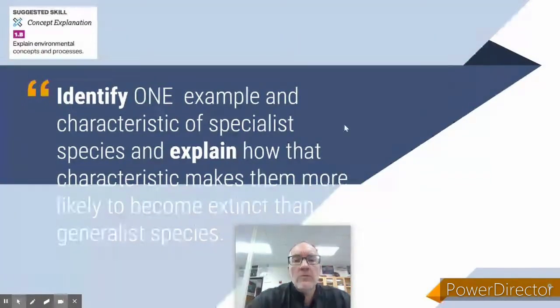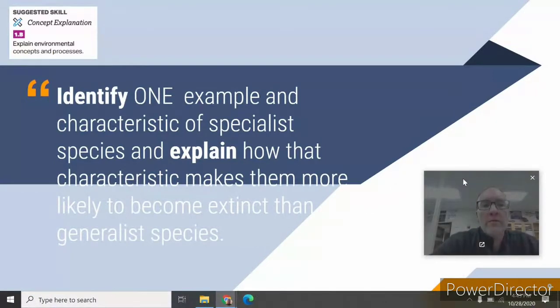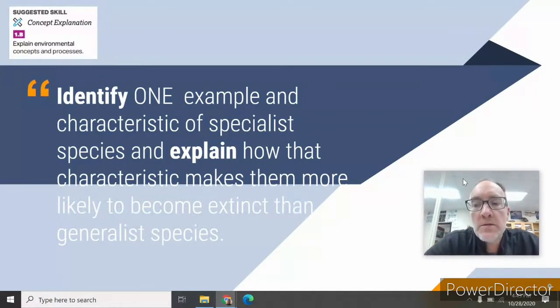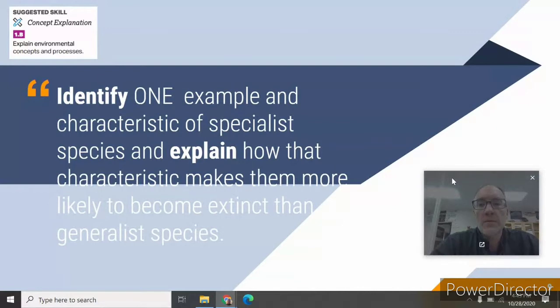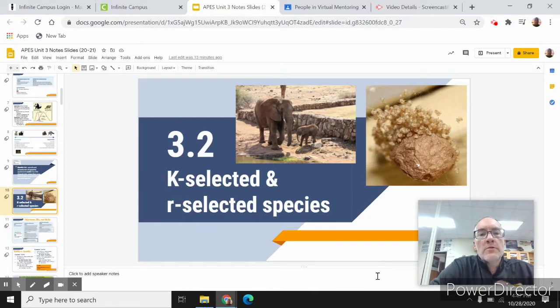Okay, now it's your turn. What I'd like you to do is identify one example and a characteristic of a specialist species and explain how that characteristic makes them more likely to become extinct than a generalist species. And I don't want you to use the spotted owl or the panda. I'd like you to find another species. You can do some research. Spotted owls, by the way, are a threatened and endangered species and are in trouble in terms of susceptibility to extinction. Okay. All right. 3.2, K-selected and R-selected species.